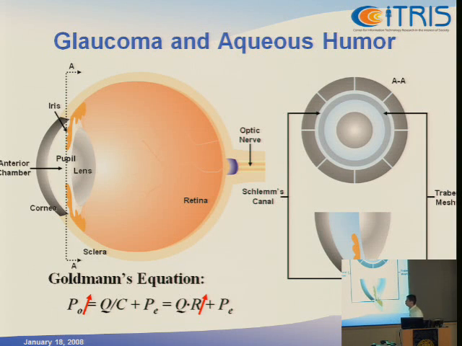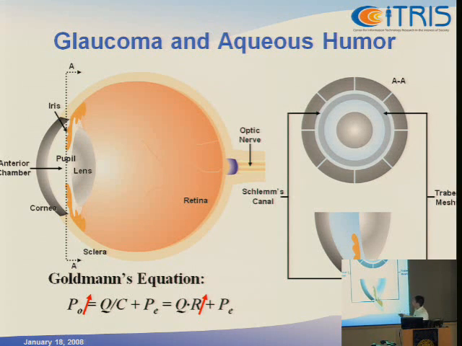So for a glaucoma patient, regularly, they have a fluid called aqueous humor. It's generated through the blood vessels, through the cilia muscle here, and it flows through the pupil into the anterior chamber. Then it drains out through the trabecular meshwork into Schlemm's canal.